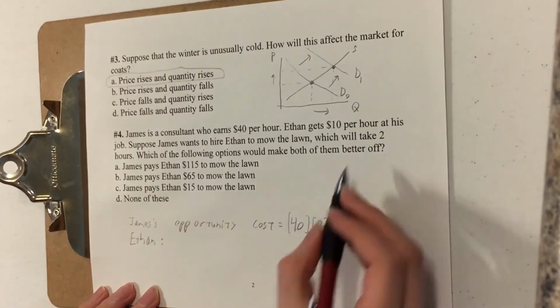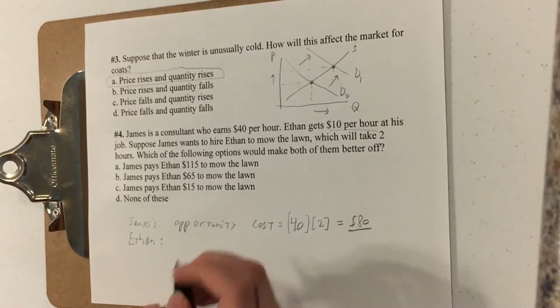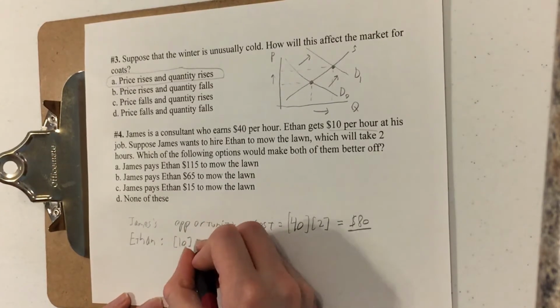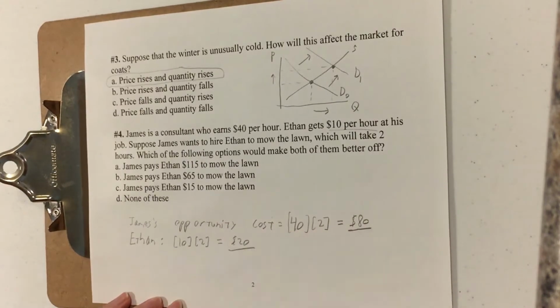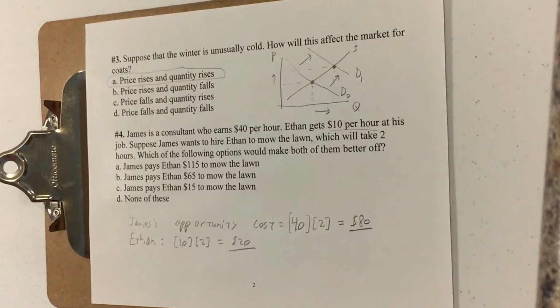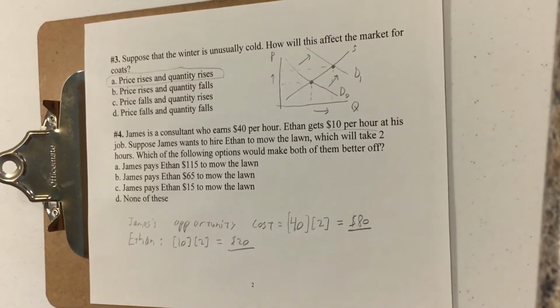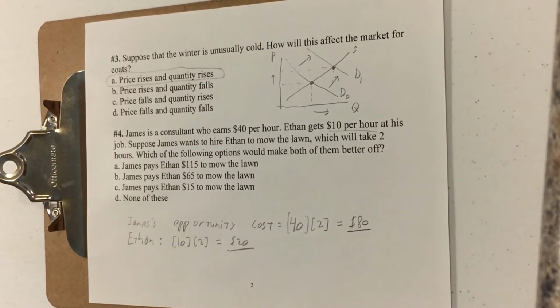Now for Ethan, his wage is $10 per hour. So if he spends 2 hours mowing a lawn instead of working, he's only giving up $20. So if James asks Ethan, can you mow my lawn for me? Ethan would say, well, I could spend those 2 hours working instead, earning $20, so no. You gotta pay me at least $20 to make it worthwhile.